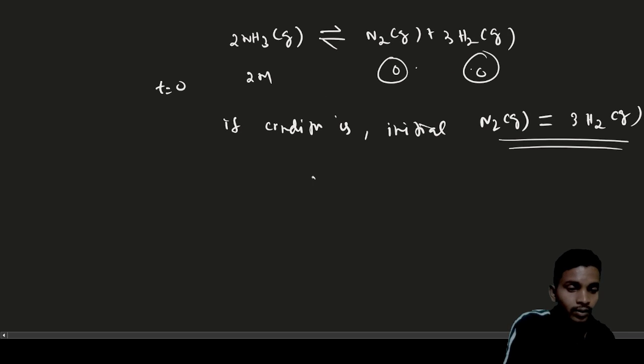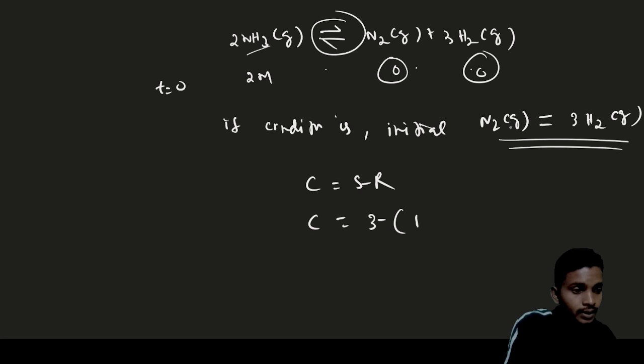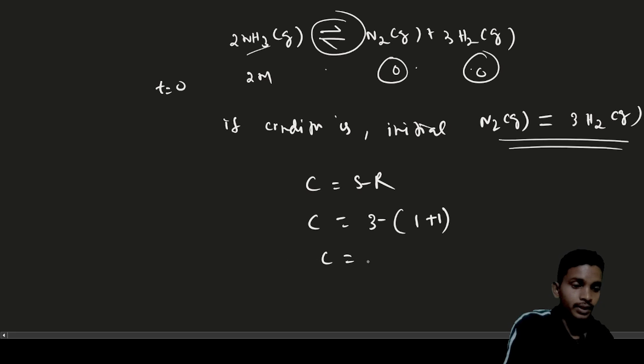What is the component count? It is S minus R. S means how many individual species are present: this is 1, 2, 3, so 3. R comes from the equilibrium, that is 1, and another comes from this condition, that initially they exist in equal amounts. So the number of components is 3 minus 2, which equals 1.